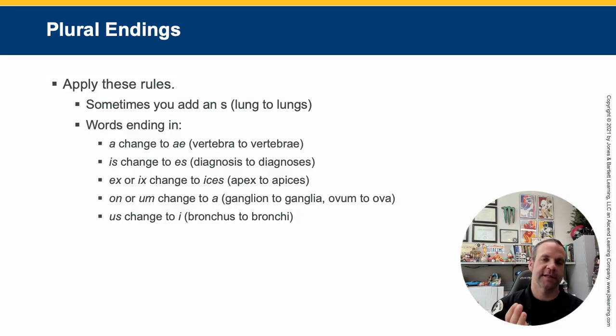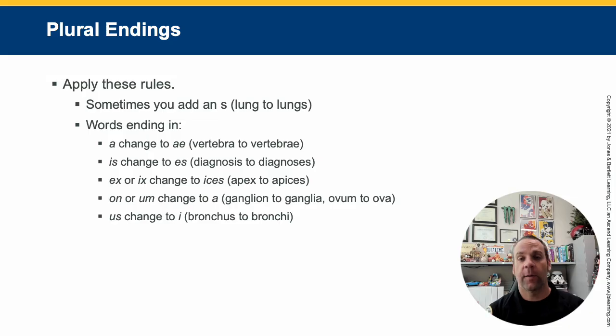Some of the common ones you're going to see: if a word ends in A, you're going to change it to AE. So a vertebra is singular, and it becomes vertebrae, which is multiples. If it ends in IS, you're going to change it to ES. So a diagnosis versus diagnoses. Words ending in EX or IX change to ICES. So apex to apices.